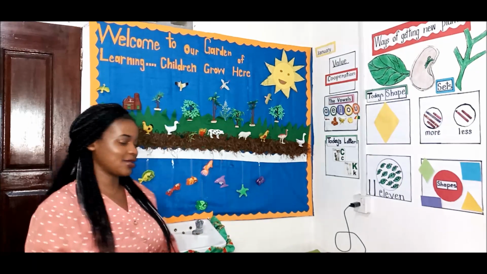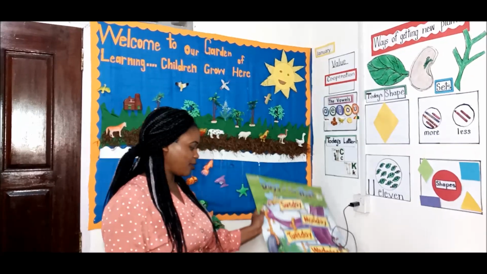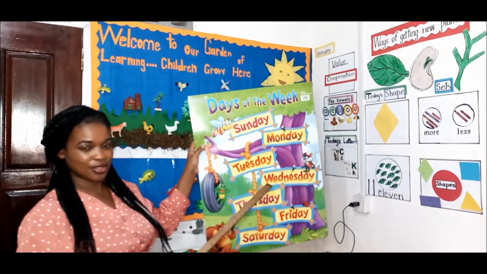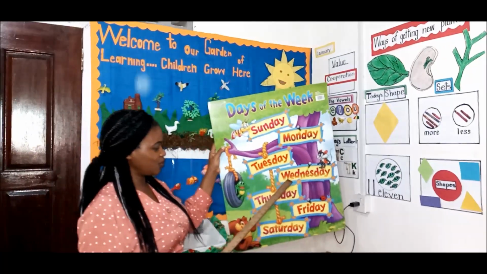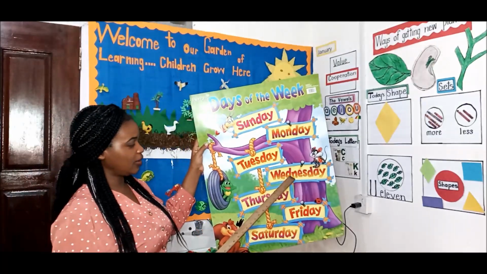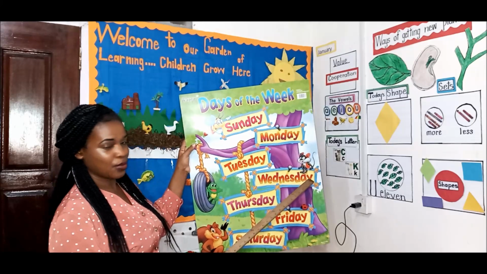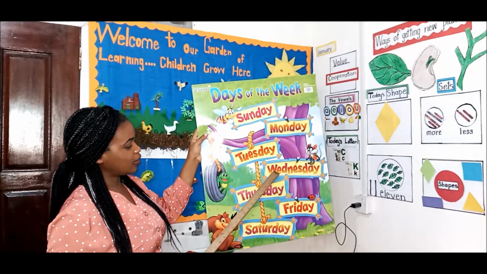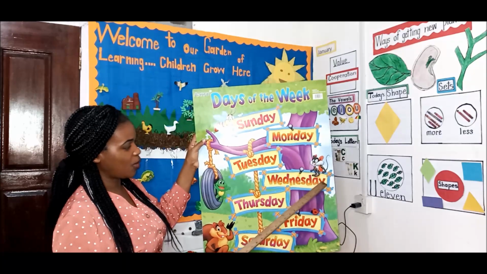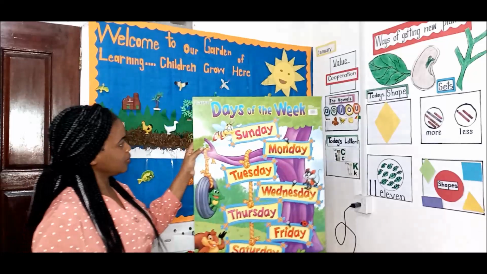Now today is Wednesday, and Wednesday is the third day of the school week. Let's say that. Wednesday is the third day of the school week. Now let's spell Wednesday. Capital W-E-D-N-E-S-D-A-Y, Wednesday. How many days are there in the week?